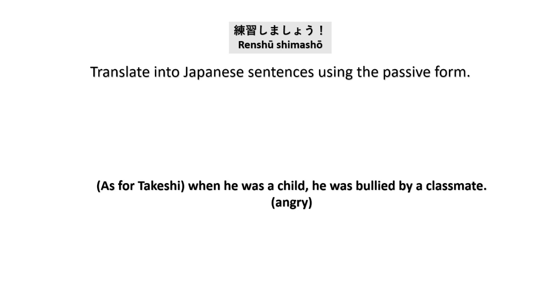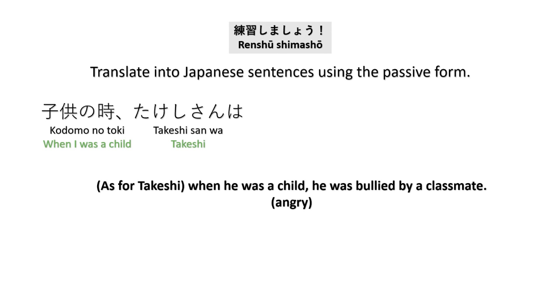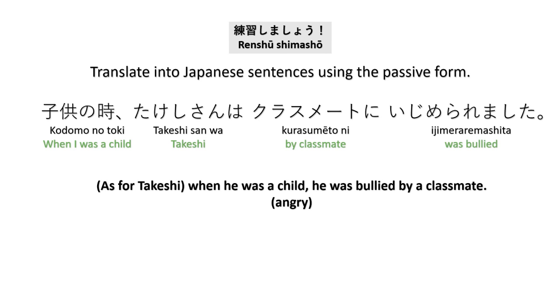As for Takeshi, when he was a child, he was bullied by a classmate. So, kodomo no toki, Takeshi-san wa kurasumeito ni ijimeraremashita. When Takeshi was a child, he was bullied by a classmate.